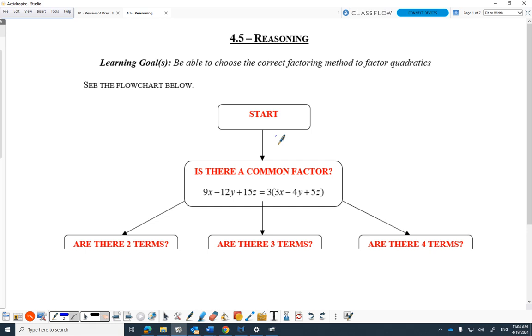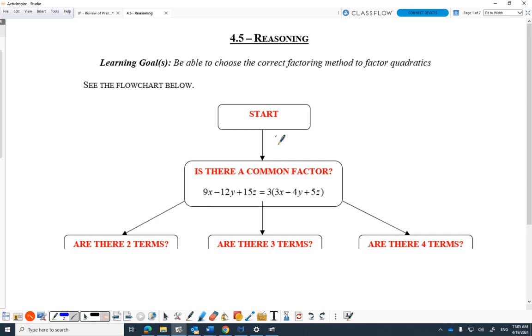After doing that, this next step might change your whole view on factoring and go, wait a minute, now that I know the reasoning, I can handle just about every question. It says, are there 2 terms? Are there 3 terms? Or are there 4 terms? Could there be more terms than that? Yes, but not in grade 10 really. It's basically going to be 2 terms, 3 terms, 4 terms. Those are the decisions you have to make.